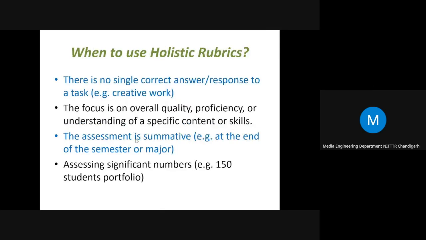So we can use this kind of rubric when there is no single correct answer or response to a task, like for example, when we are evaluating a creative work. Or when the focus is on overall evaluation, so we are not interested in specific feedback. For example, at the end of the term or at the end of the year when we are just interested in summative assessment, this kind of holistic rubric may be useful.